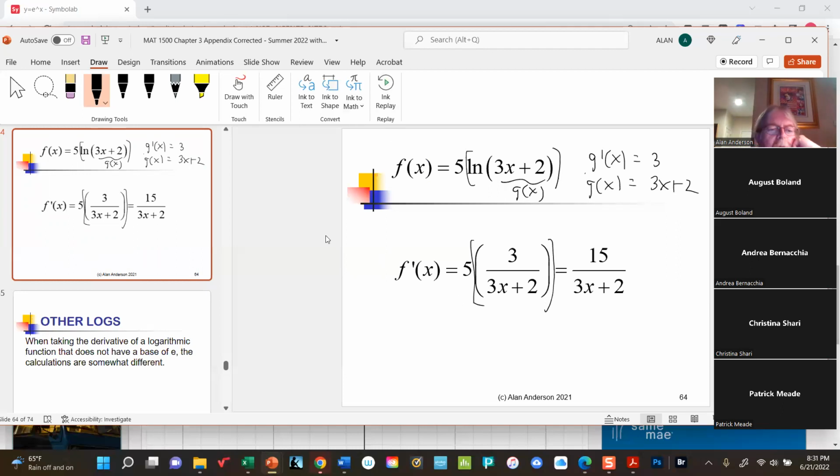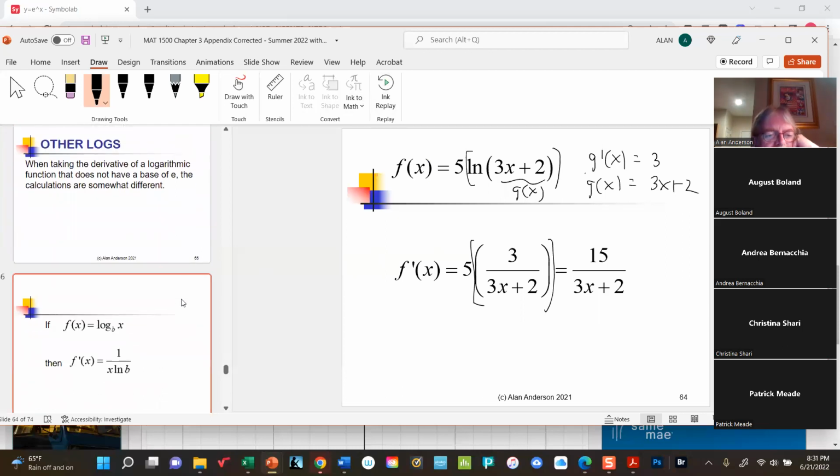All right, now, what about the other bases? So far, we've spent all of our time on natural log. And again, this is something you'll see very frequently, but sometimes we might run into logs that are not base e. What do we do then? Do the rules apply? Yes, but they're a little different.